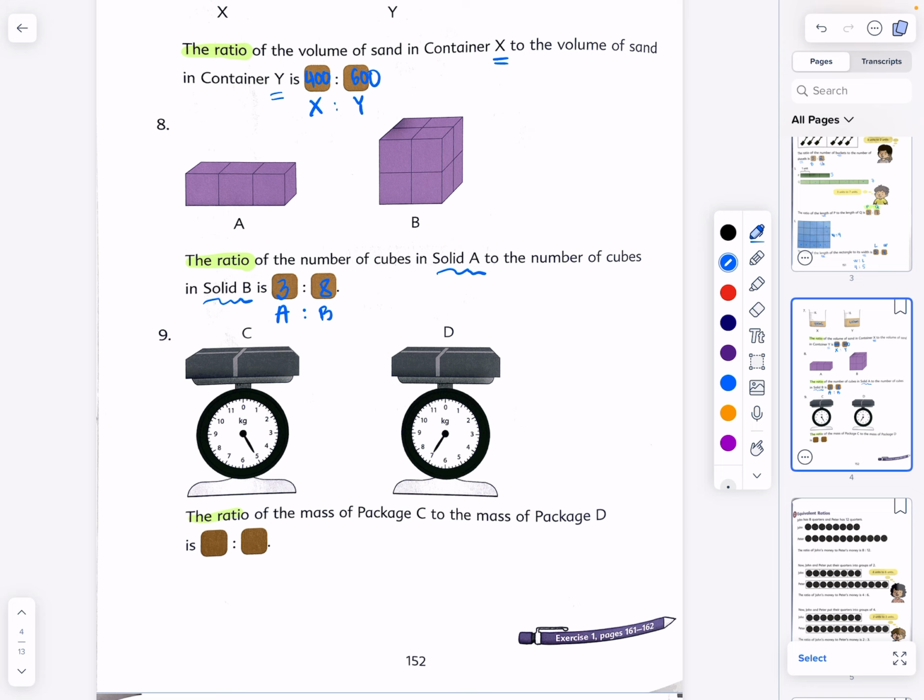Example 9, final example. The ratio of the mass of package C to the mass of package D. I'm going to label my ratio. They want C to D. That's the order of comparison. Let's take a look. This is in kilograms, right? We see the labels, and we have 1, 2, 3, 4, 5 kilograms. This package weighs 5 kilograms, and the next package D weighs 7 kilograms. We would simply say, if we compare C to D, the ratio of their mass is 5 to 7.